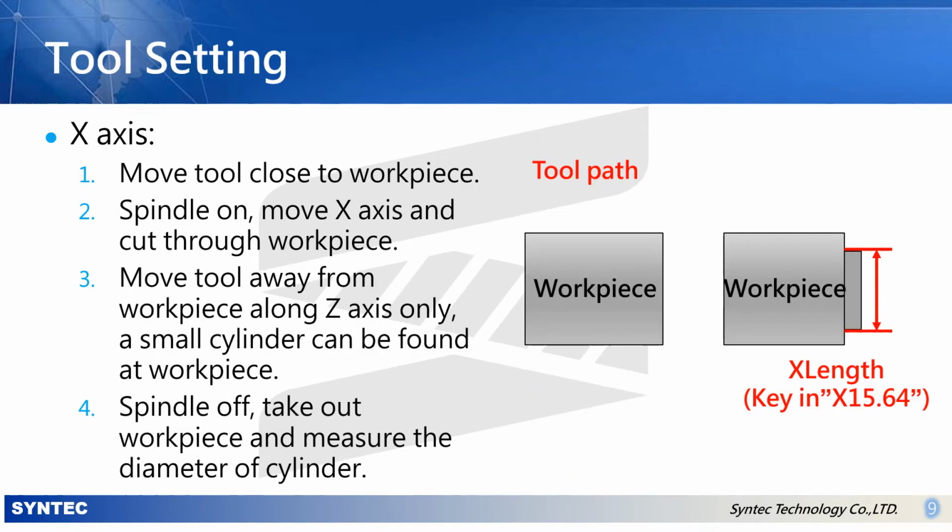Tool setting for all axes should be executed in the beginning. The tool setting procedure for the X-axis is as below. Move the tool close to the side of the workpiece, then turn the spindle on. Move the tool along the X-axis and slightly cut through the workpiece. Move the tool along the Z-axis to leave the workpiece, and the X-axis should not be moved in this step. A small cylinder can be found on the workpiece after the cut. Turn the spindle off, take out the workpiece and measure the diameter of the cylinder. The diameter is the value of the X tool length.